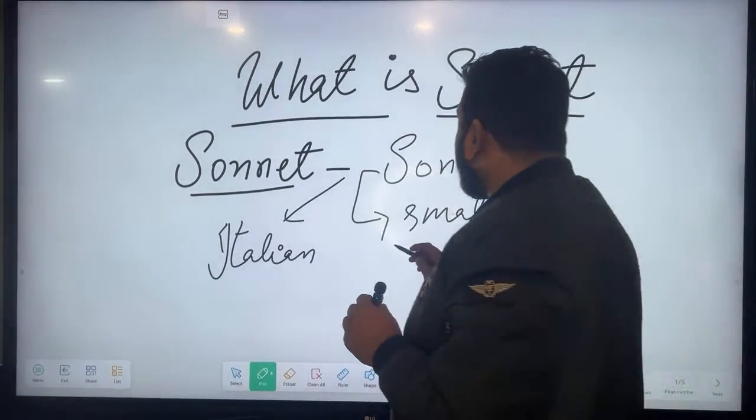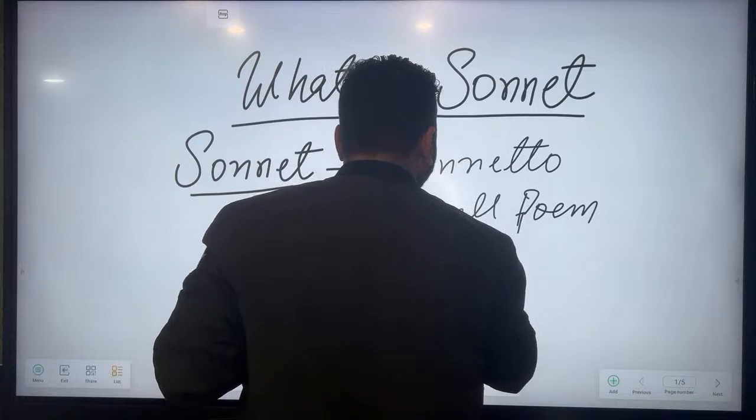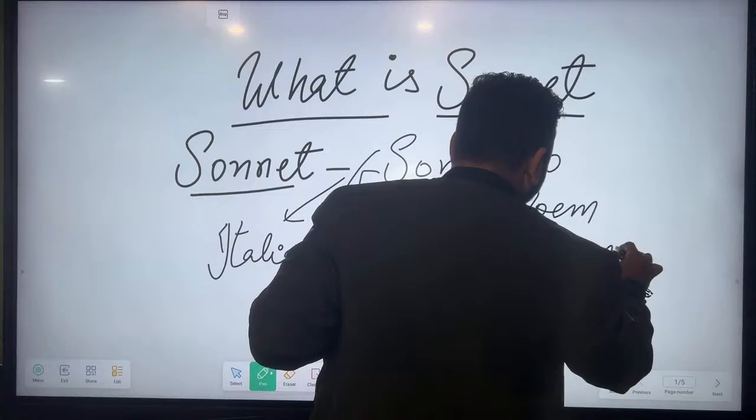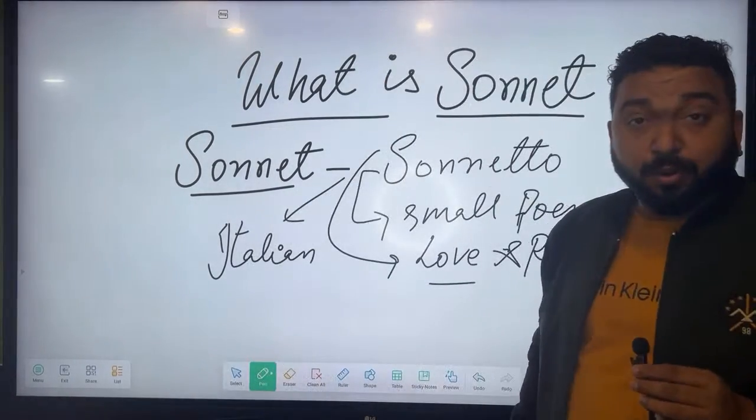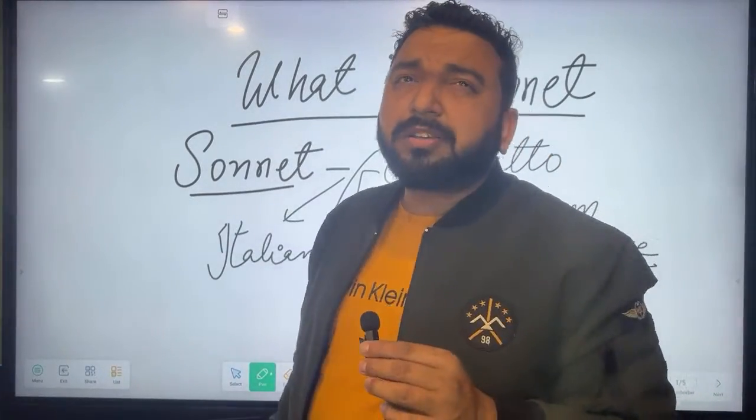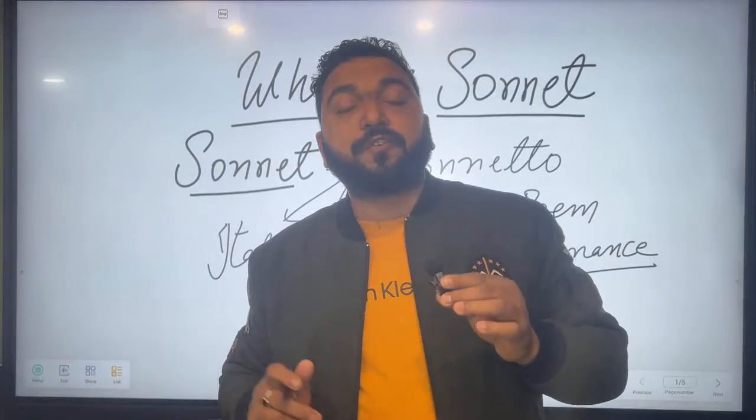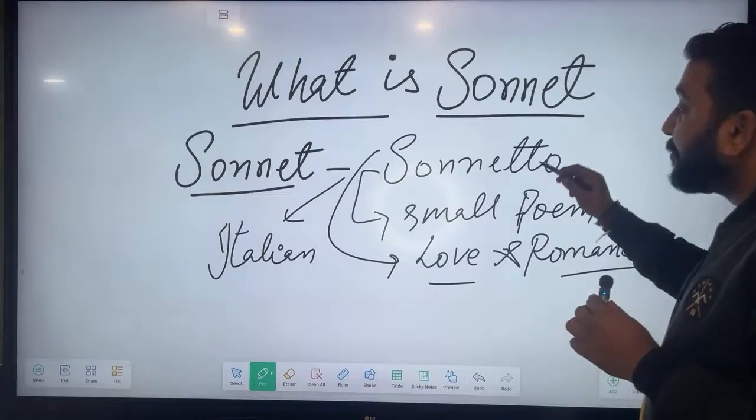Remember this thing, initially sonetto in the Italian language was used for the poetry of love and romance. A small poetry, sonetto, which was sometimes sung with a musical instrument. It was used for love and romance poetry. From where does this come? This comes from Italy.